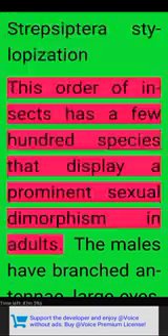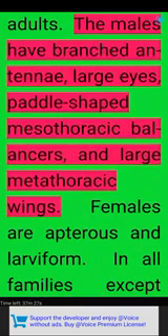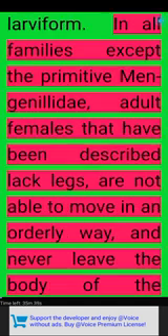Strepsiptera stylopization. This order of insects has a few hundred species that display a prominent sexual dimorphism in adults. The males have branched antennae, large eyes, paddle-shaped mesothoracic balancers, and large metathoracic wings. Females are apterous and larviform. In all families except the primitive Mengenilidae, adult females that have been described lack legs, are not able to move in an orderly way, and never leave the body of the host.